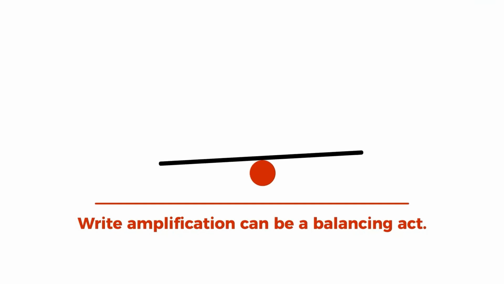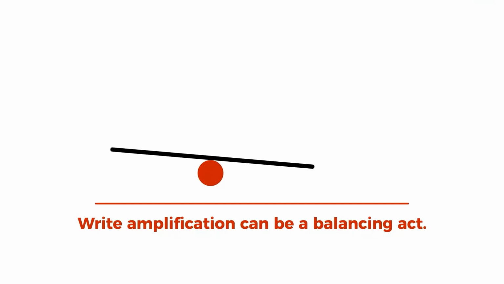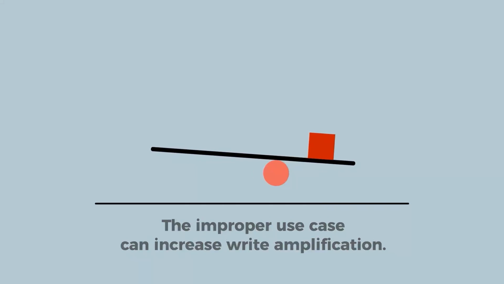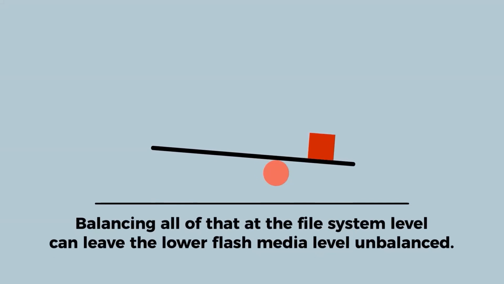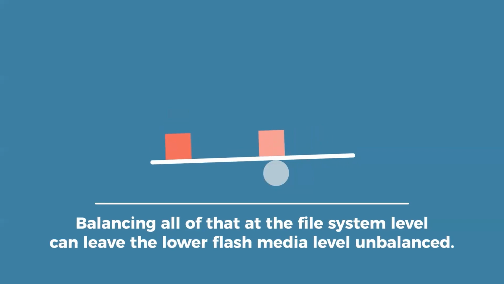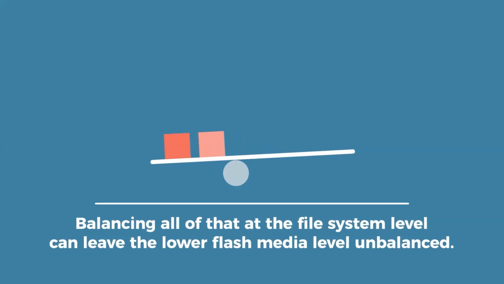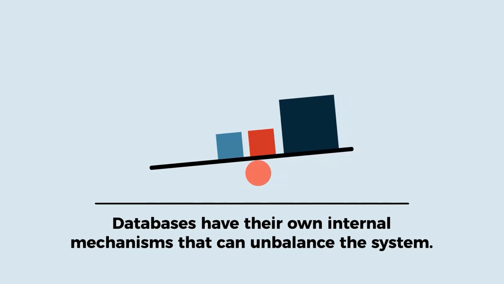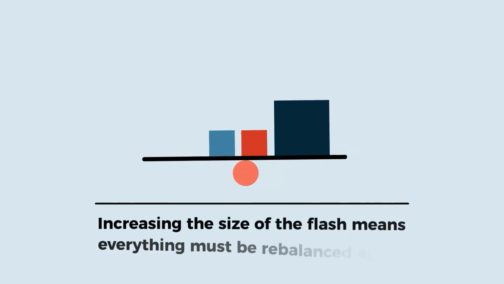Write amplification can be a balancing act. The improper use case, along with data and system integrity operations, can increase the write amplification. Balancing all of that at the file system level can still leave the lower flash media level unbalanced. Databases have their own internal mechanisms that can unbalance the system.